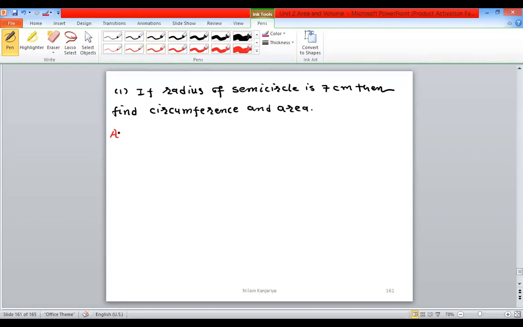So what is given to us? Given that radius is equal to 7 centimeter, and nothing is said about which value of pi to take. So by default, I'm taking the value of pi as 22/7. First of all, I'm finding the semicircle's area and the circumference.